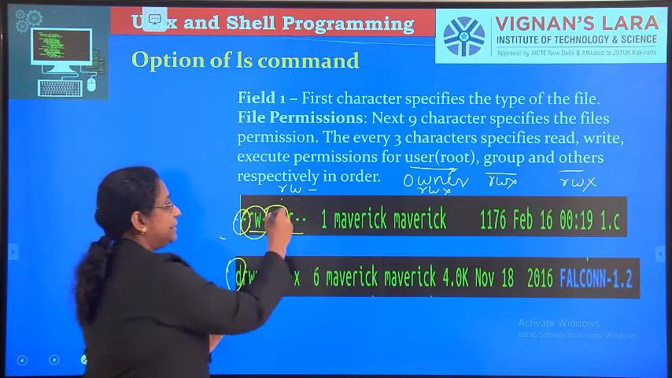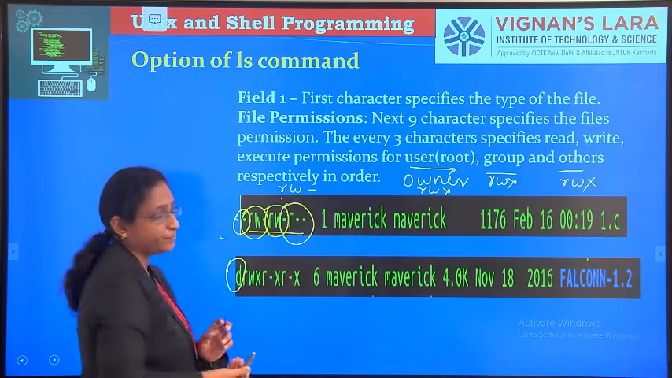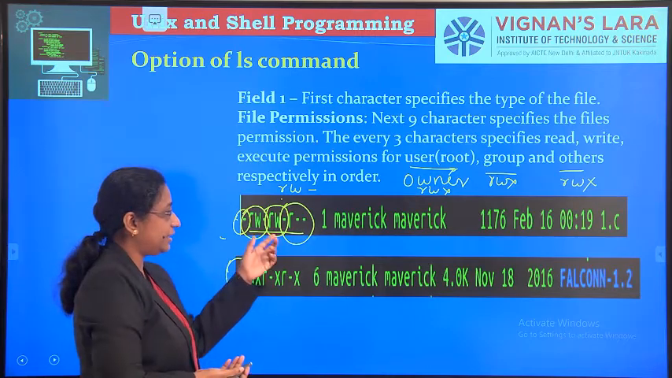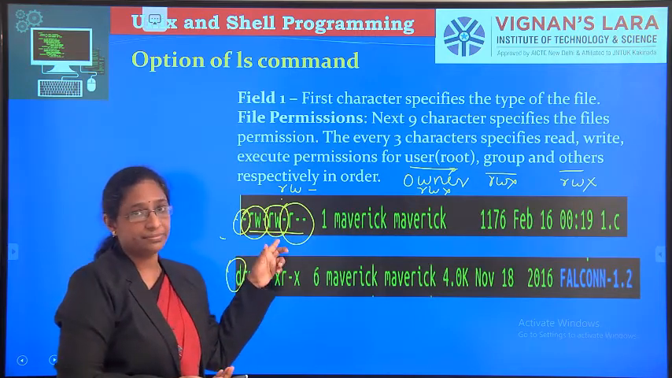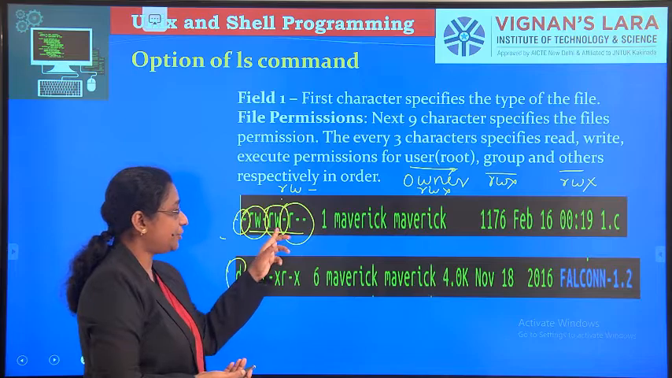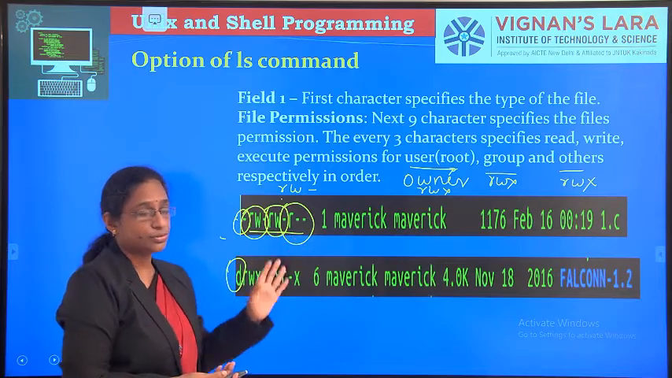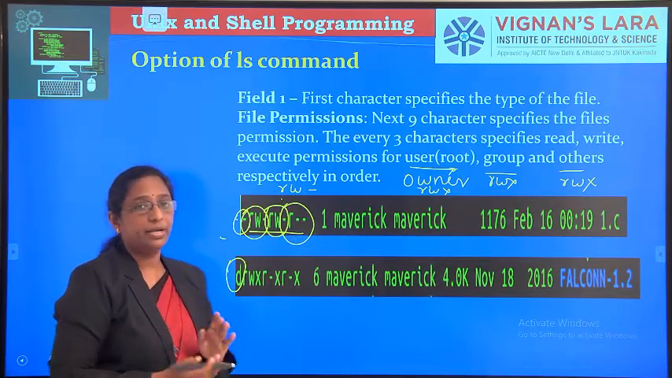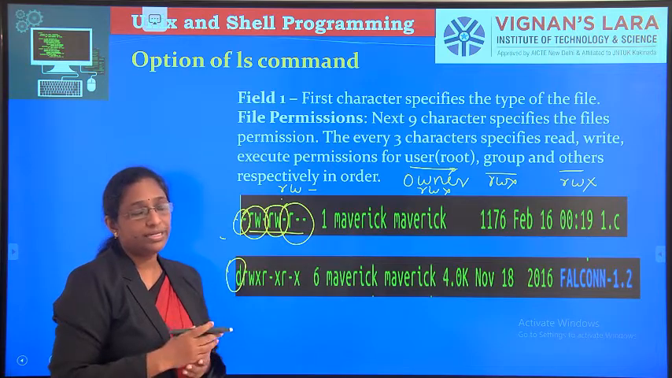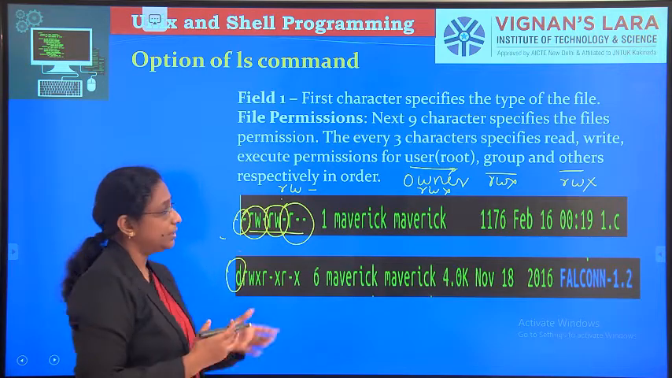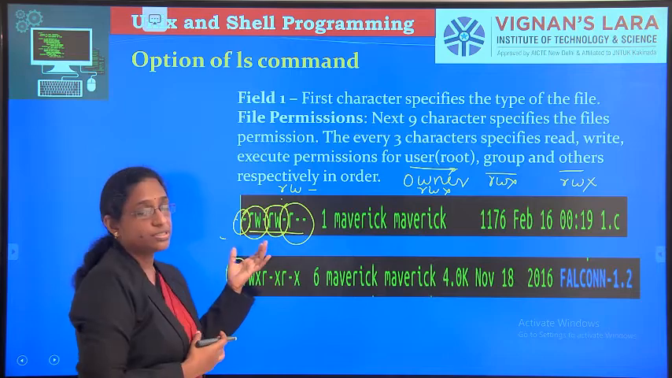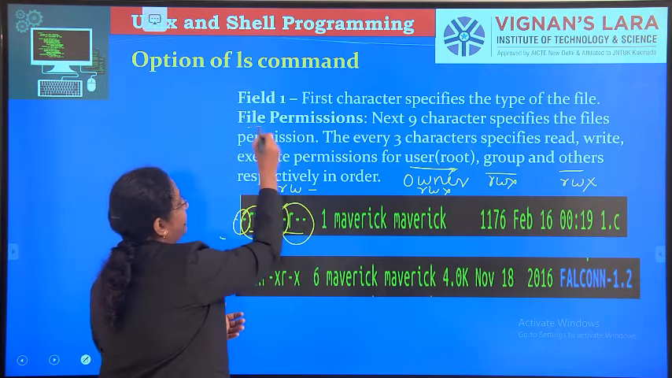Similarly, the third one we have is others, where for others we have only the read permission. Only read permission, no write and execute. So the others cannot write or execute; they can only read the file. These are the different permissions that are given. These are said to be the file permissions.